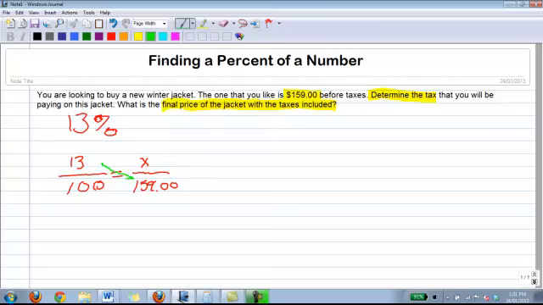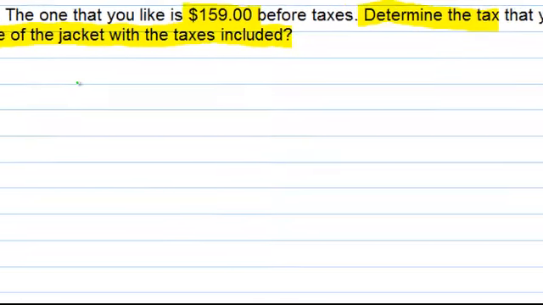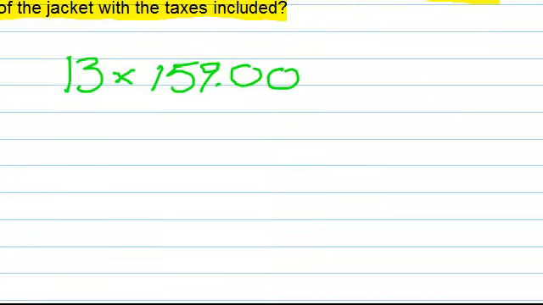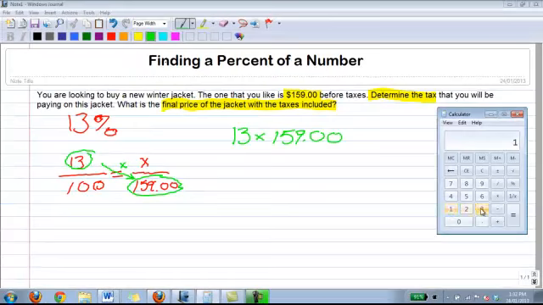We are going to cross multiply the two numbers that we know in the fractions. So from the left fraction, that is our 13, and from the right one, that is our $159. So we will be doing 13 times 159. Now you can simply just use your calculator for this, so I will punch it in. 13 times 159 is equal to 2,067.